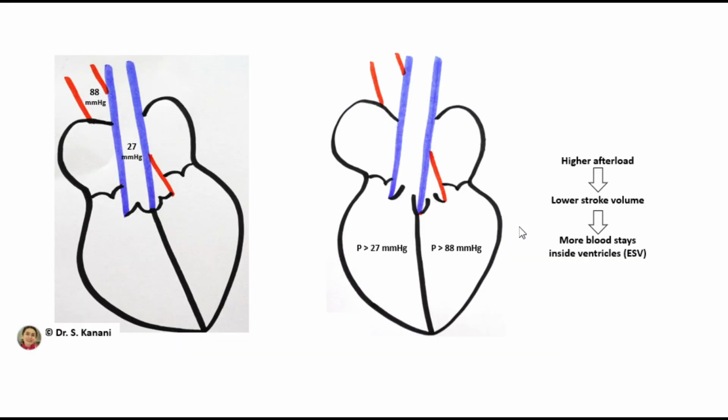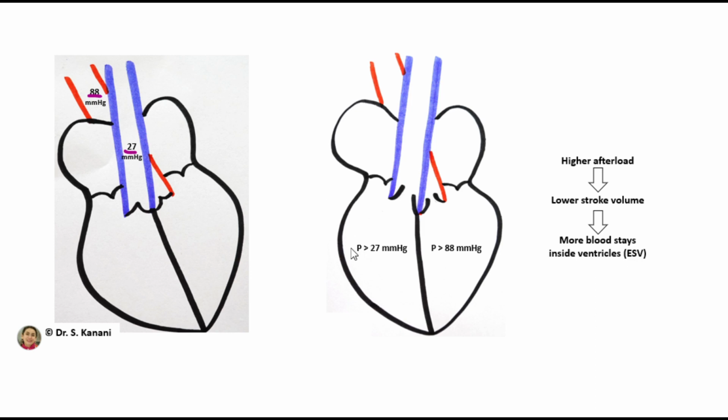Now I change the scenario and say, what if in an individual at rest, the pressures that we have inside the aorta and pulmonary trunk are higher than what they're supposed to be? And as you can see, I chose slightly higher numbers. This applies to those individuals who have hypertension. Pressure inside their arteries is more than what it's supposed to be.